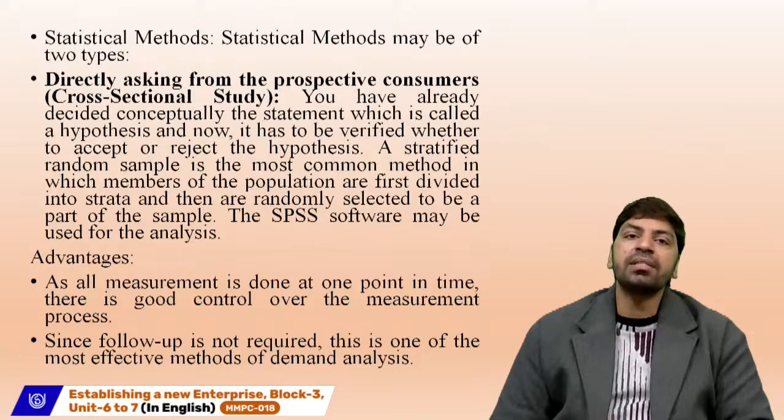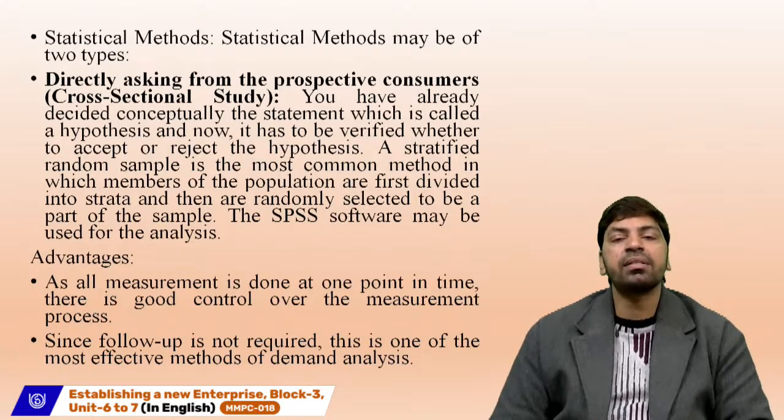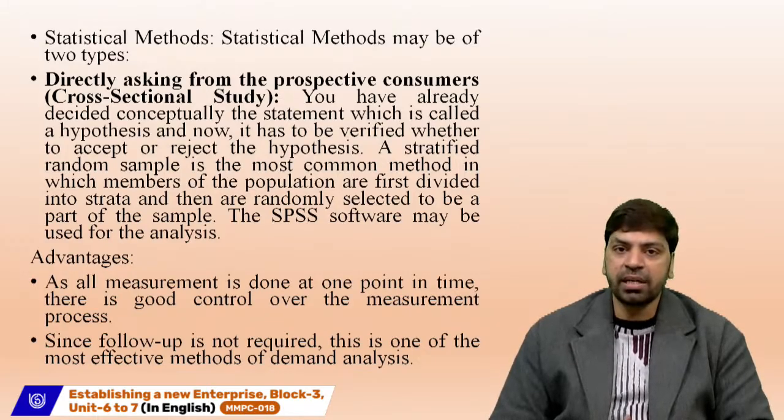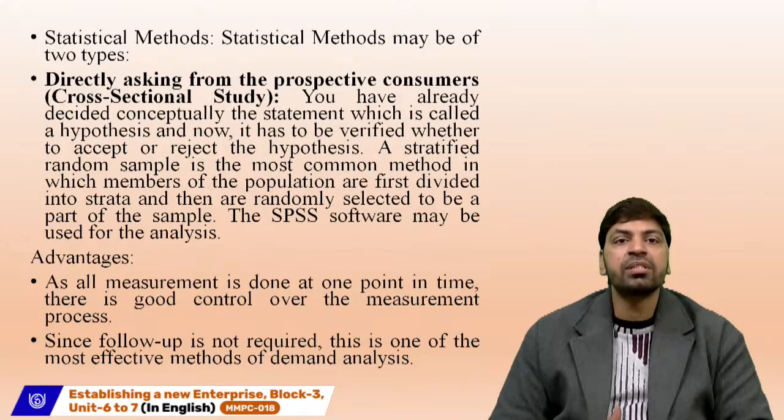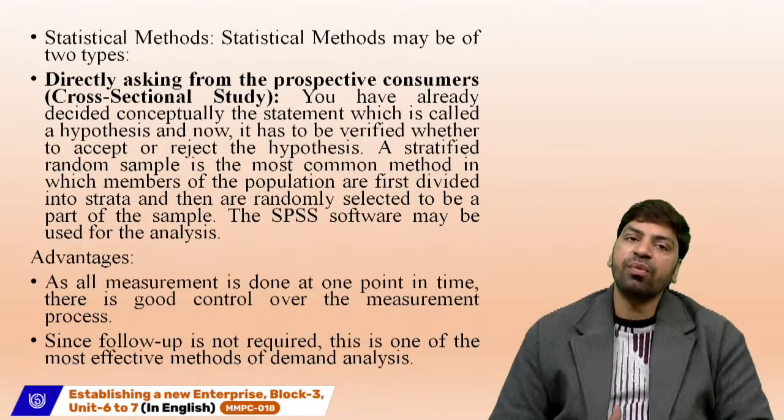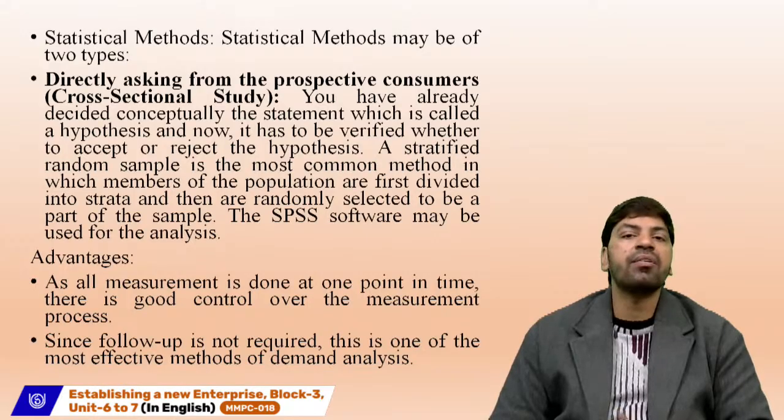Next is the statistical method. Statistical methods are also of two types. The first one is directly asking the prospective consumers, which we call a cross-sectional study. A particular entrepreneur has already decided conceptually on a statement, which is called a hypothesis, and later it is verified whether this statement is true or false. In this way this study is conducted to identify whether the statement is correct or not.